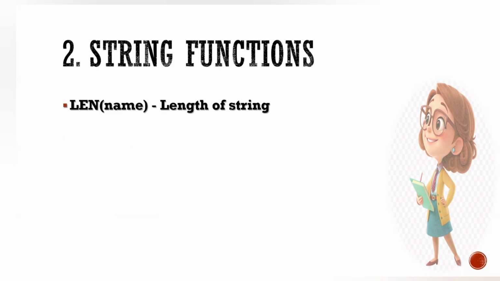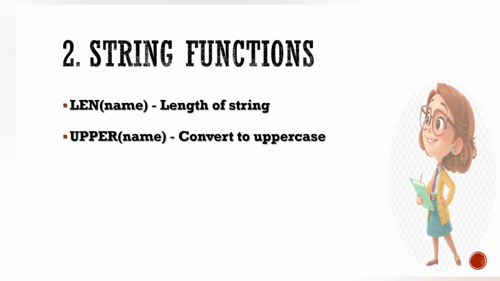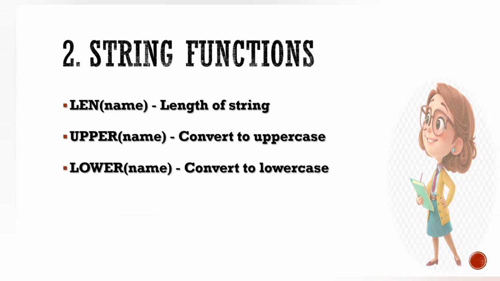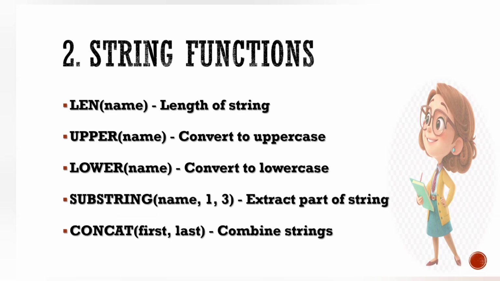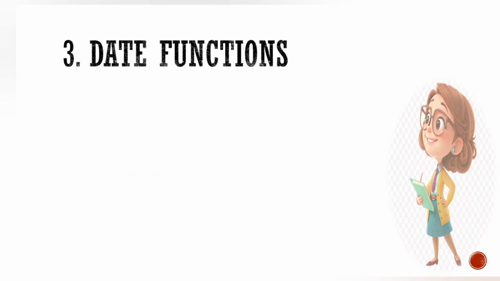Next are string functions, which help us format or manipulate text. It has functions like length, upper, lower, substring, and concat as well. So length gives the specific length of a string. Upper and lower change the case of the string. Substring extracts parts of the text, and concat combines two or more strings. These are super useful when working with names or text columns.